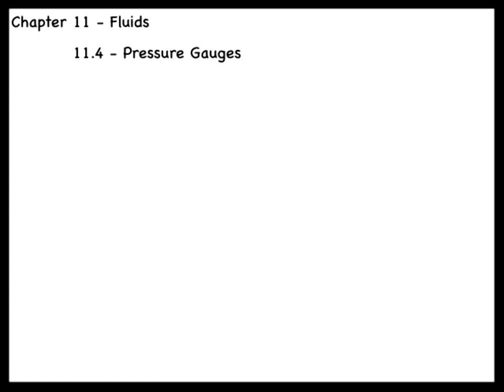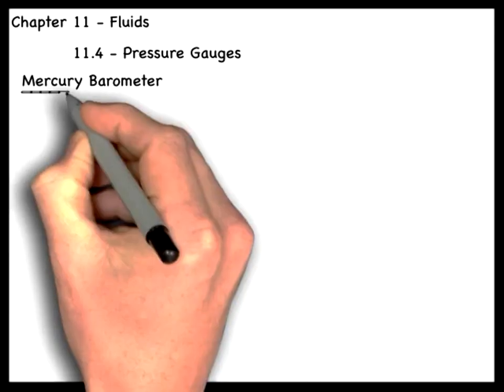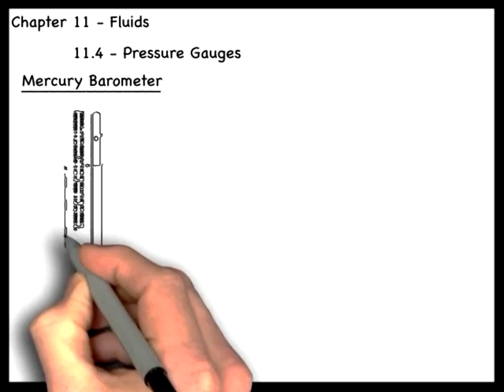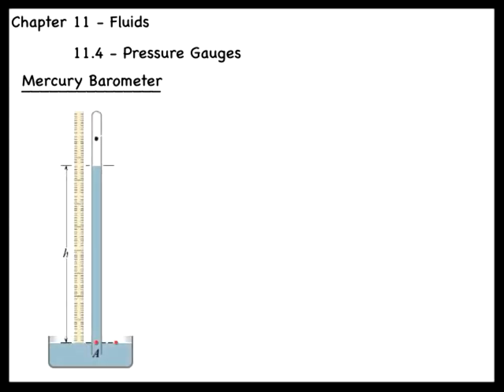There are many different kinds of devices or gauges, often referred to as a barometer, that can be used to measure pressure. One of the simplest pressure gauges is the mercury barometer that is used to measure atmospheric pressure. It consists of a tube sealed at one end, filled completely with mercury, and then inverted so that the open end is under the surface of a pool of mercury.